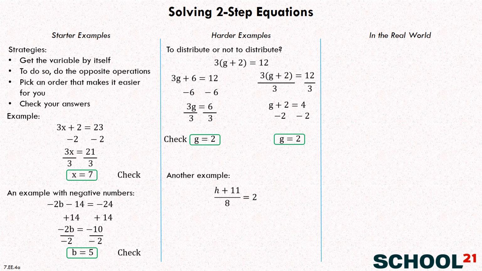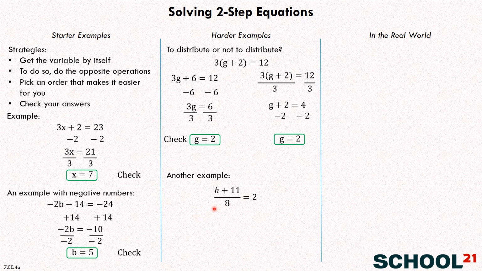Let's try one more harder example here. So here we have h plus 11 all divided by 8 equals 2. So there's 2 things standing in our way of getting h by itself. There's this plus 11, and then there's all that's being divided by 8. So you might think, okay, well, let's just minus 11. But you can't really do that because both the h and the 11 are being divided by the 8. So if you're going to subtract 11, you'd actually have to subtract 11/8 after you put the h over the 8, and then you're dealing with fractions, and that can be a little bit more difficult not to make a mistake. So probably the better thing to get rid of first would be this 8.